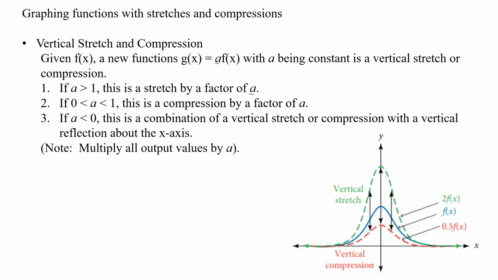Now, if a is less than 0, this is going to be a combination of a vertical stretch or compression tied with a vertical reflection about the x-axis. So it might come down, but it's also going to reflect across the axis here, and so it's going to look like that. But then we're going to take these in 2 steps, and so we would do the compression first, and after that we'd do a reflection. But this is just strictly the stretches and the compressions.